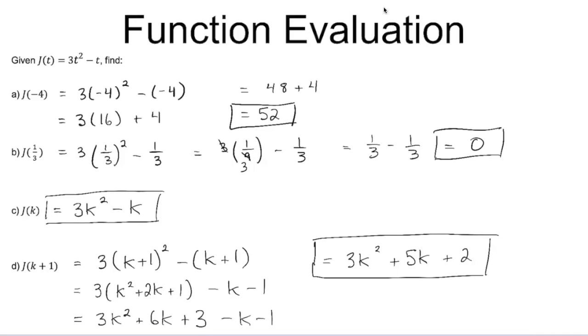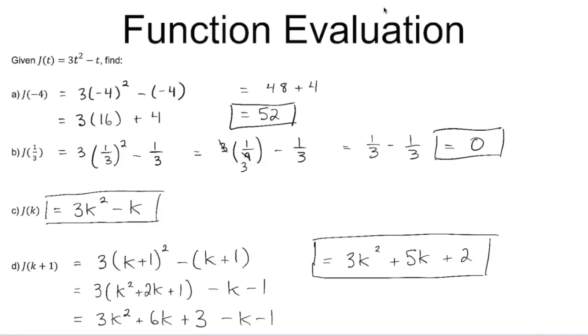The quick way to do that is to multiply the two terms, so k and plus 1, which is 1k, and then double it, and that gives you your middle term. So you'll see that k plus 1 squared is k squared plus 2k plus 1. And now look, I substituted k plus 1 for t.